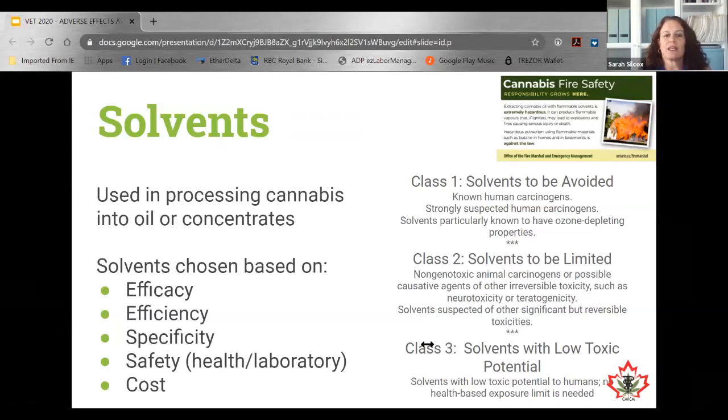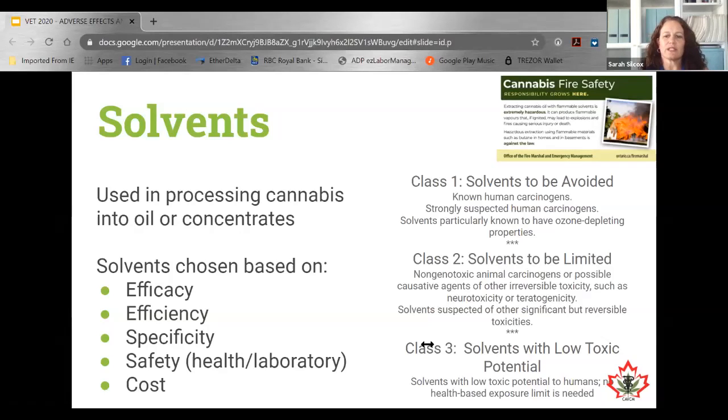Aside from that risk, if it's not fully extracted during processing, who wants camp stove fuel or rubbing alcohol left as a residue in your medicine? I know I certainly wouldn't. In the US, they broke down solvents into different categories: ones that should be avoided because they're known human carcinogens or known to have ozone depleting properties. Then they have class 2 solvents that are animal carcinogens or agents with irreversible toxicity or reversible but significant toxicity. And then those with low toxic potential, which are the ones that we try to aim for when using solvents for cannabis processing.